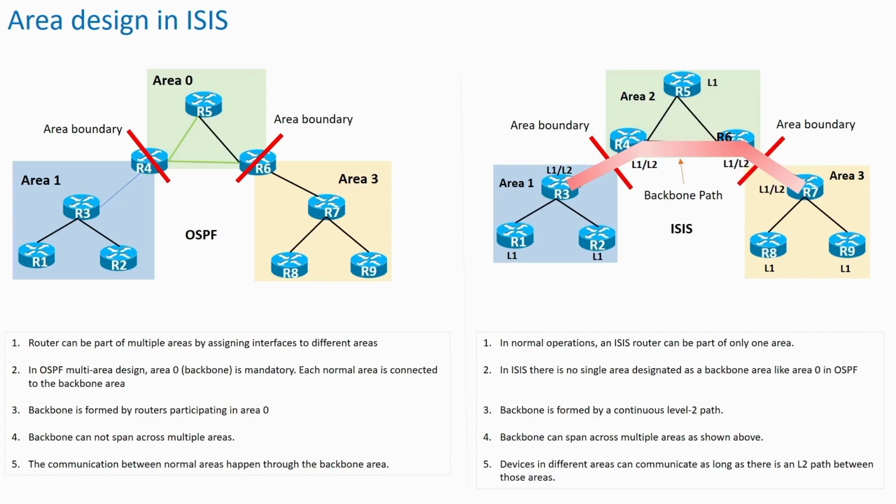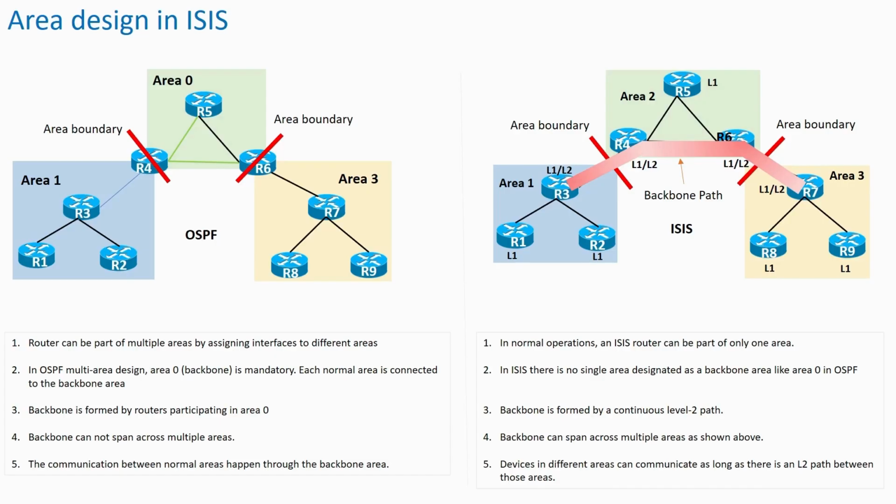If you look at the OSPF topology, router R4 has one interface in area 1 and another interface in area 0. But in case of ISIS topology, you can see that router R4 is completely part of area 2 and router R3 is completely part of area 1. The area boundary in case of OSPF is on the router, but in case of ISIS, the area boundary is on the link. In OSPF multi-area design, area 0 or backbone is mandatory.